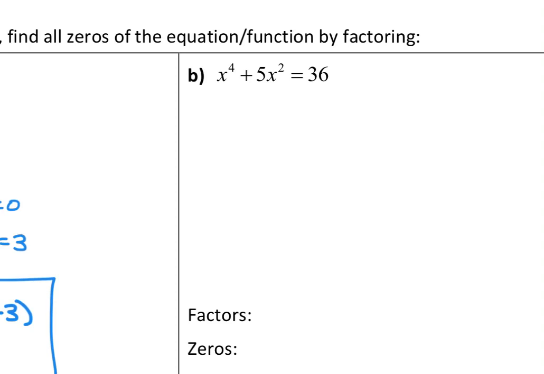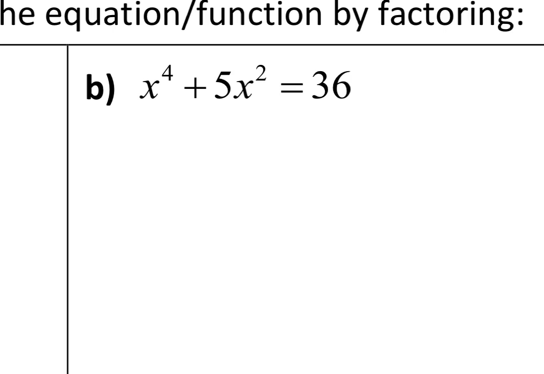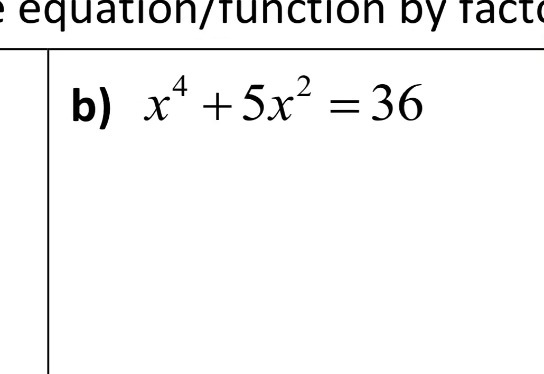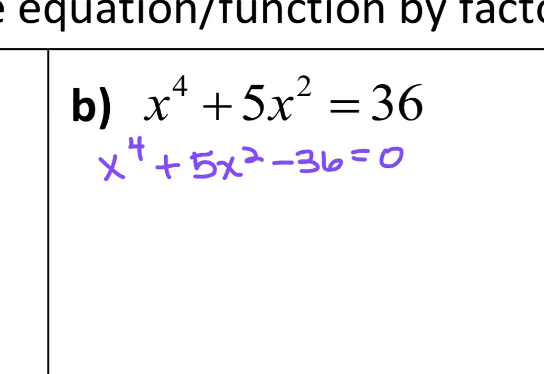So again, for letter B, we want to get all of the terms on one side of the equation so that the whole thing is set equal to 0. And so I'm going to subtract the 36 from both sides, and I get x to the 4th plus 5x squared minus 36 equals 0.